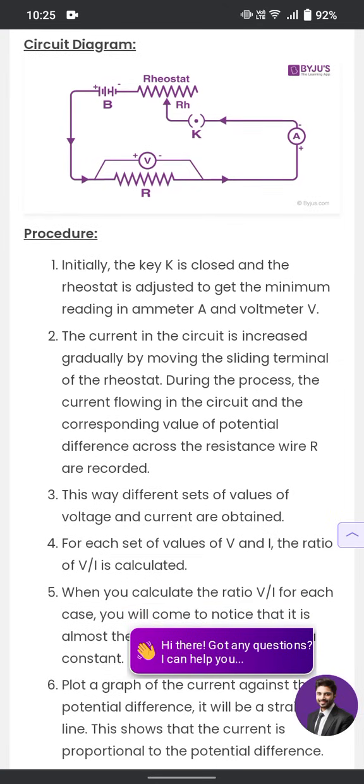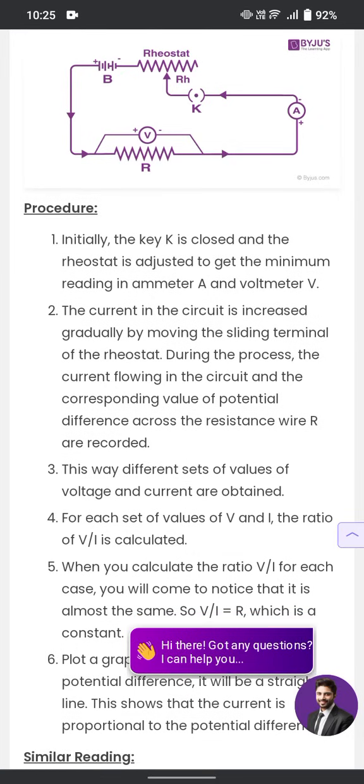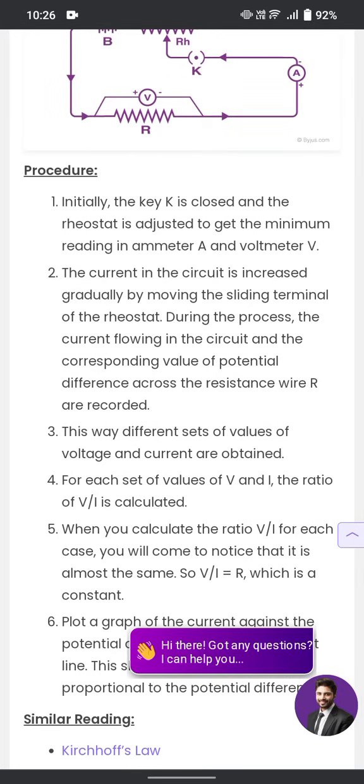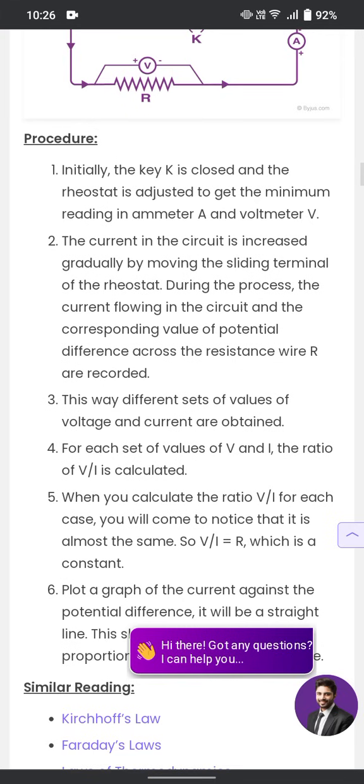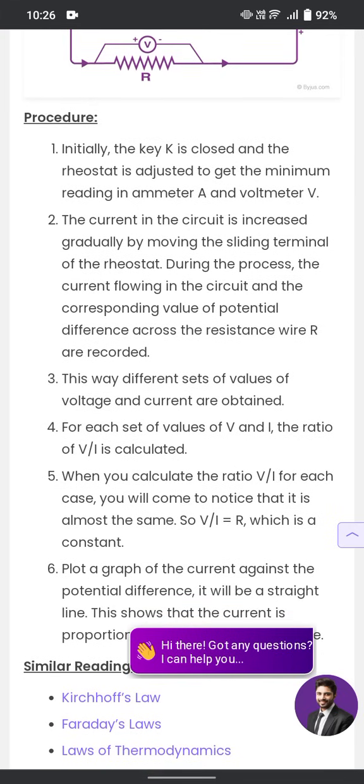Point number 2. The current in the circuit is increased gradually by moving the sliding terminal of the rheostat. During the process, the current flowing in the circuit and the corresponding value of potential difference across the resistance wire R are recorded.